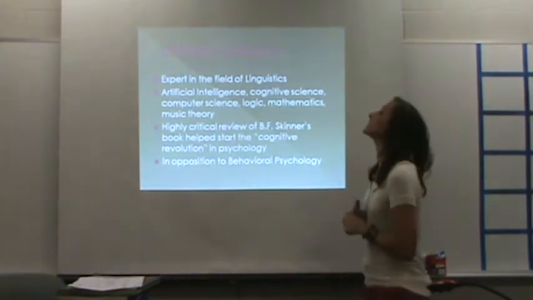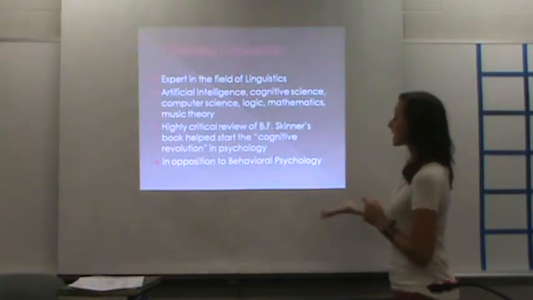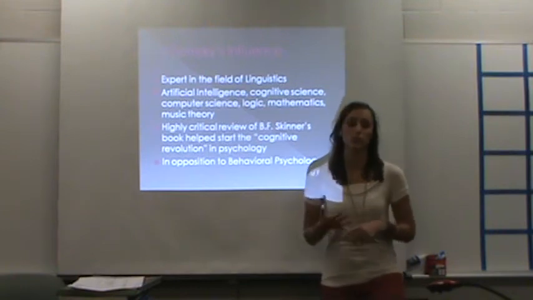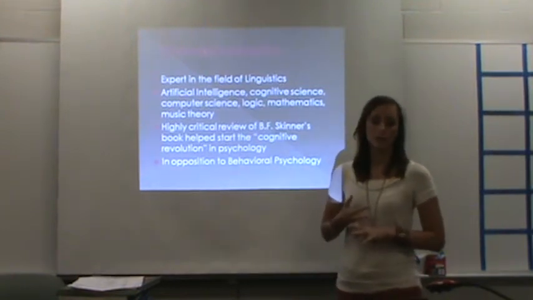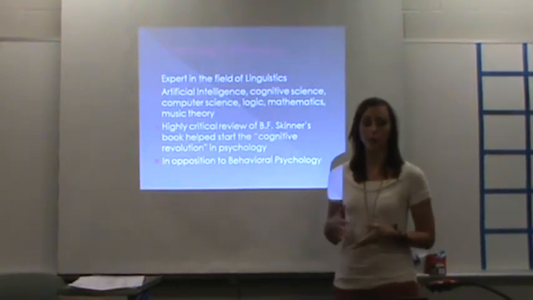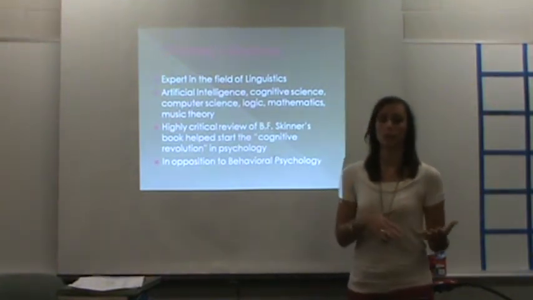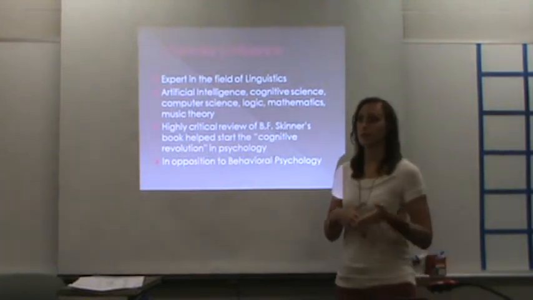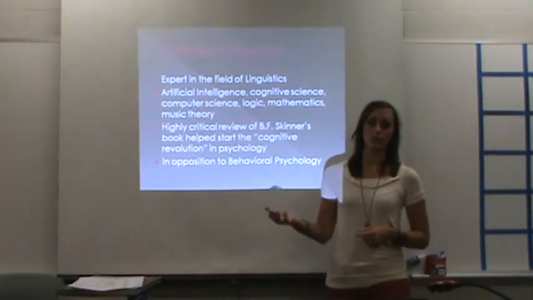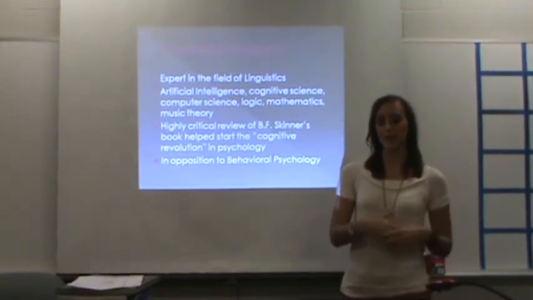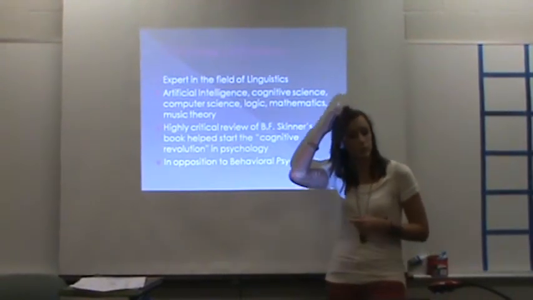So his influence is as an expert in the field of linguistics. This led into influencing fields such as artificial intelligence, cognitive science, computer science, logic, mathematics, music theory. A lot of his theory is actually used more in those types of fields. It is a basis for a lot of research in linguistics, but his actual influence had a lot to do with computer science, logic, artificial intelligence.